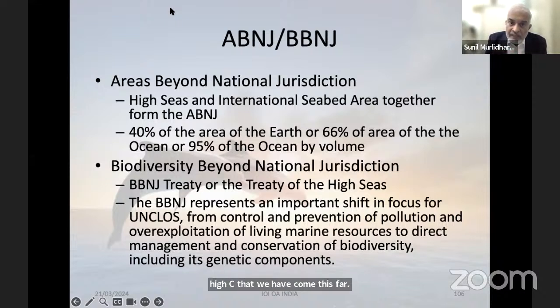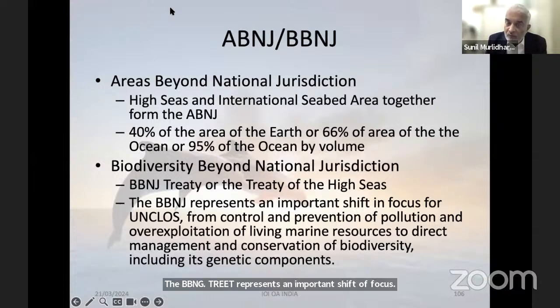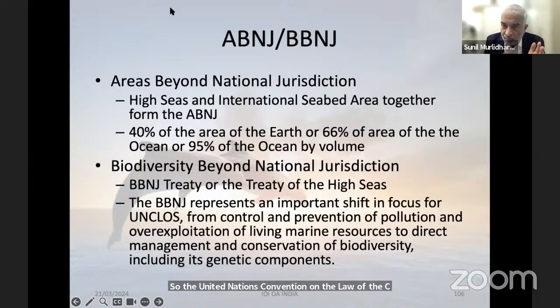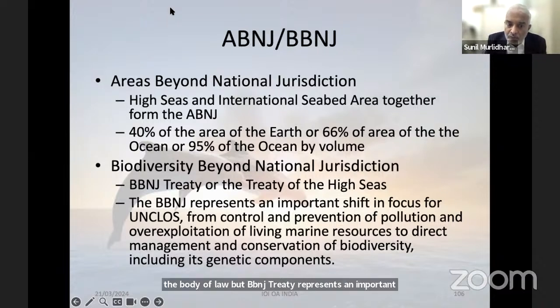So the ABNJ is the area beyond national jurisdiction, and the BBNJ is biodiversity beyond national jurisdiction. So the BBNJ Treaty, or the High Seas Treaty as it is called, represents an important shift of focus for the United Nations Convention on the Law of the Sea. UNCLOS still remains the predominant body of law. But the BBNJ Treaty represents an important shift from the control and prevention of pollution and overexploitation of living marine resources to direct management and conservation of biodiversity.